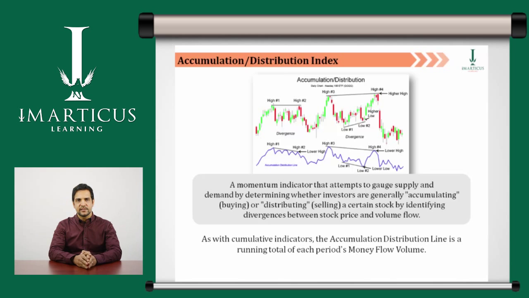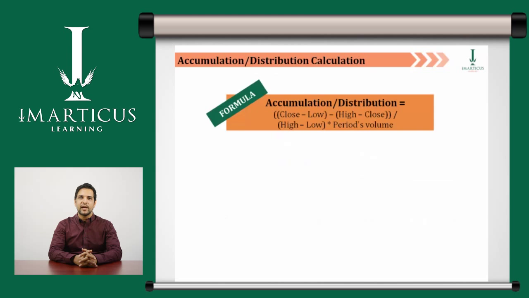As a cumulative indicator, the accumulation distribution line is a running total of each period's money flow volume. A multiplier is calculated based on the relationship of the close to the high-low range. The money flow multiplier is multiplied by the period's volume to come up with a money flow volume. A running total of the money flow volume forms the accumulation distribution line. The calculation of accumulation distribution is shown on the screen.